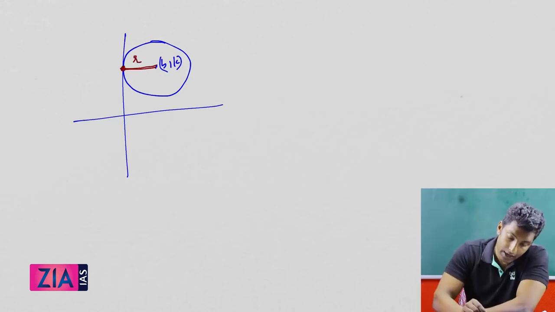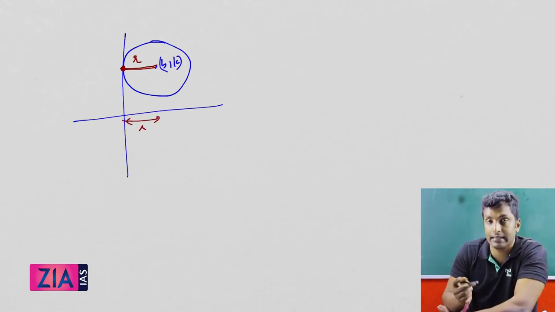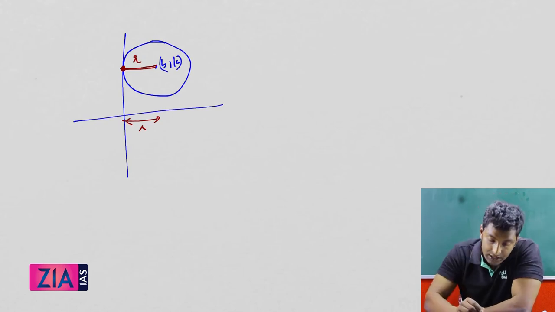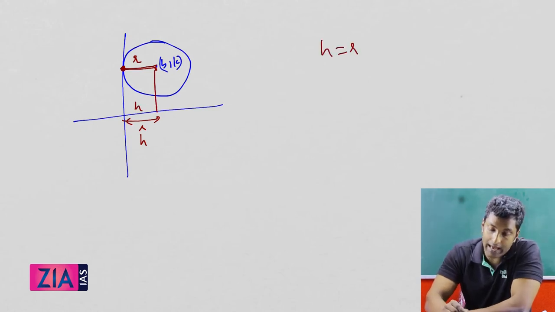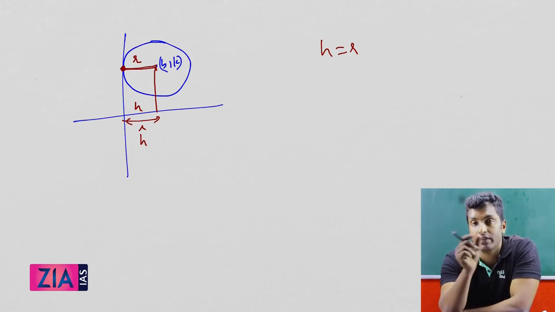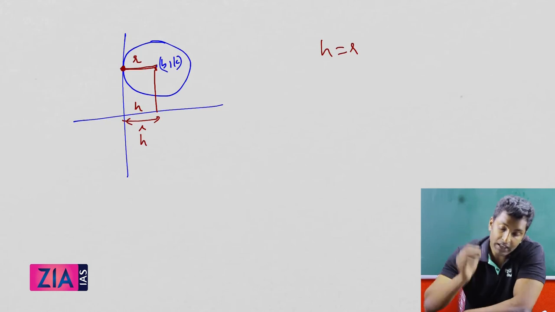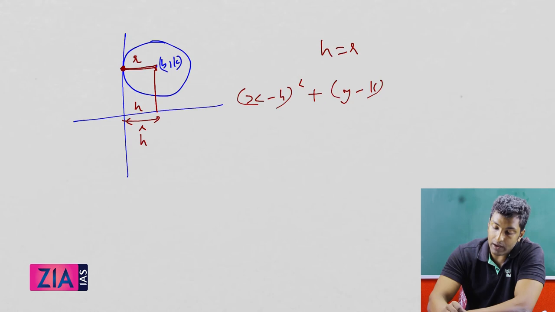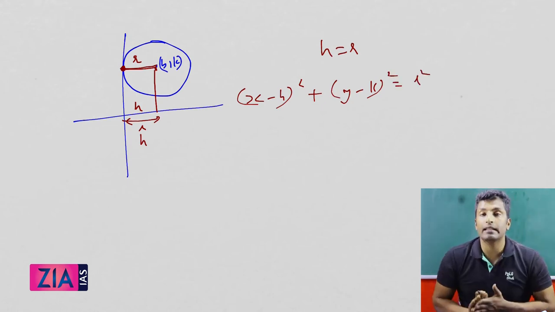So clearly this is your radius, and that is nothing but your x coordinate. So your x is equal to r, that is h. This distance is your h, and you can clearly see h is equal to r. Like in the previous case, k was r, where the y coordinate was the radius, here the x coordinate becomes the radius. So in your general equation, (x − h)² + (y − k)² = r², you can now substitute h = r.